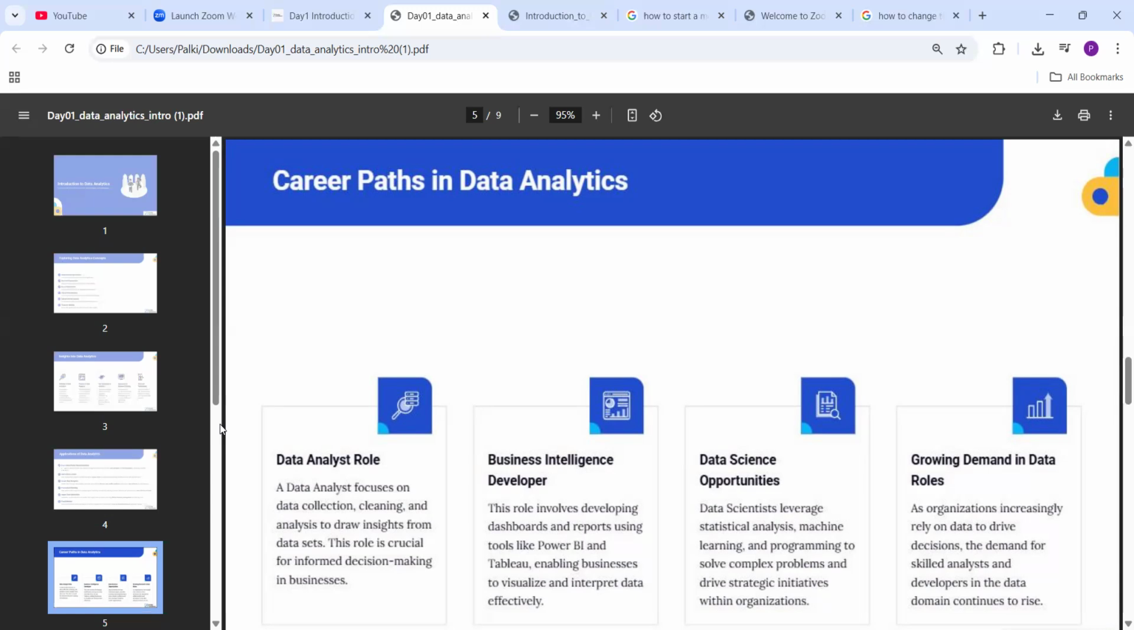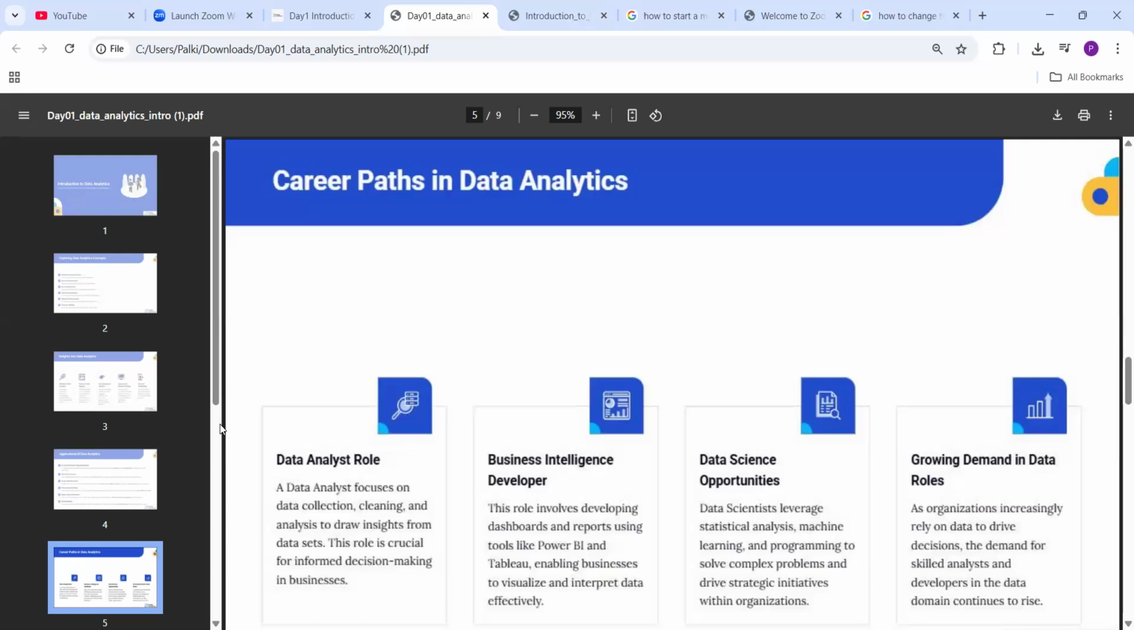What is next is business intelligence development. These are the terms you learn when you study data analytics. This role involves developing dashboards and reports using tools like Power BI and Tableau, enabling businesses to visualize and interpret data effectively. Data science opportunities.